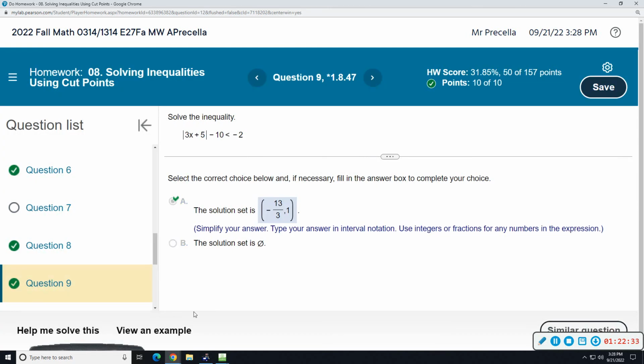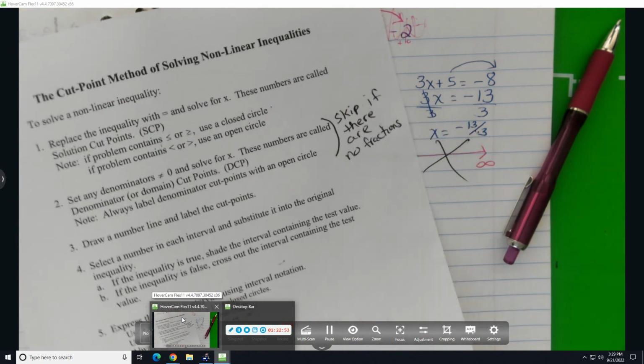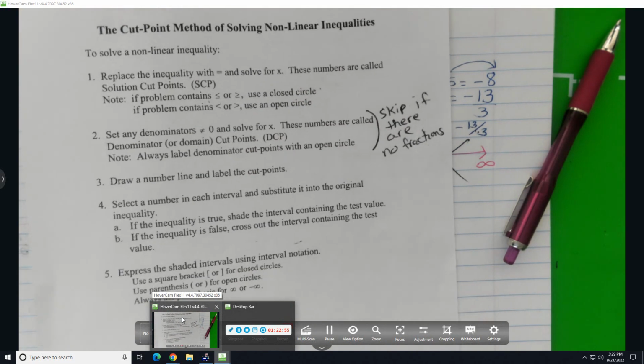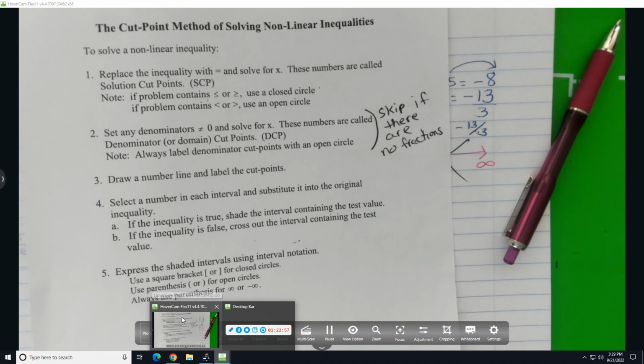A word of warning: if you're a View an Example person, they have some special rules that they use for absolute value bar problems, but I don't use those rules. I use the cut point method. So I don't memorize new rules when the cut point method will do anything that has a less than or greater than.